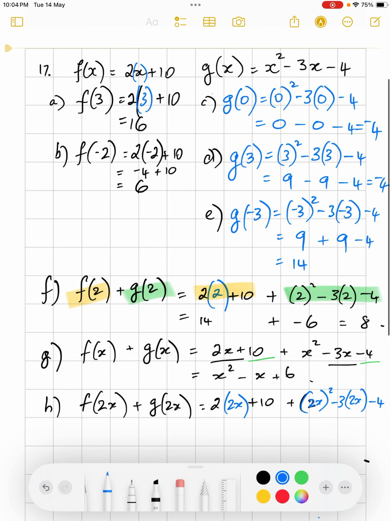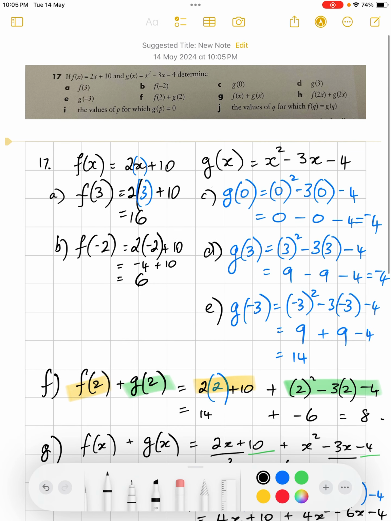And now we just do our little algebra to this. 2 times 2x is 4x. 2x squared is 4x squared. 3 times 2x is minus 6x. And simplify. So we've got a 4x squared. But 4x take away 6x, so that's minus 2x. And we've got 10 take away 4, plus 6. And that's all we have to do for part H.